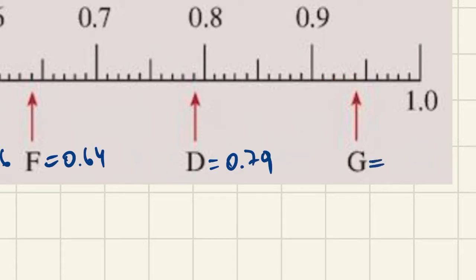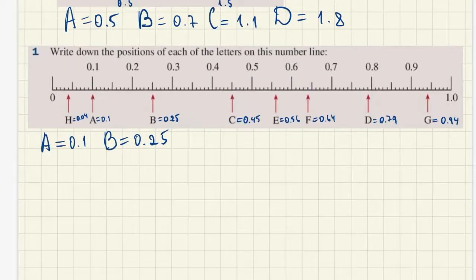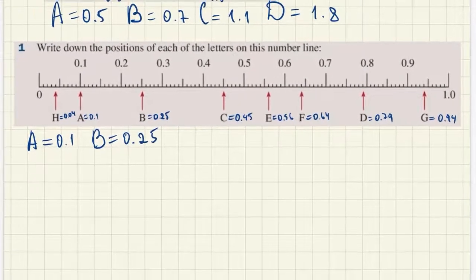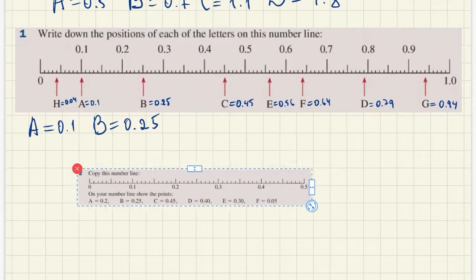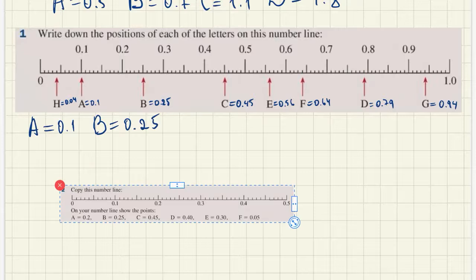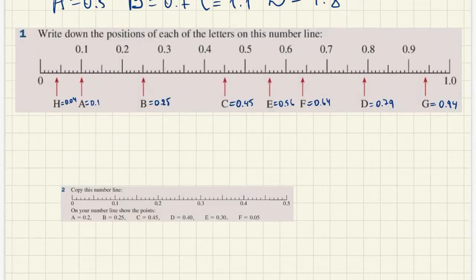G is 0.94. And this is all of it. Okay, another one we have is, now we have to do a kind of an opposite assignment again. Okay, I'm going to erase this.